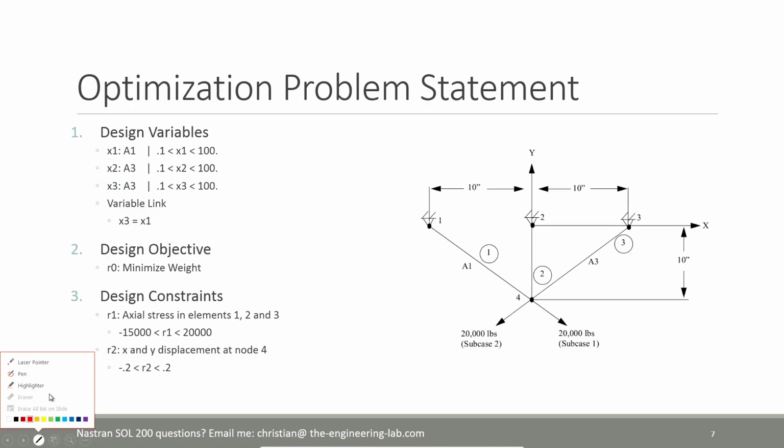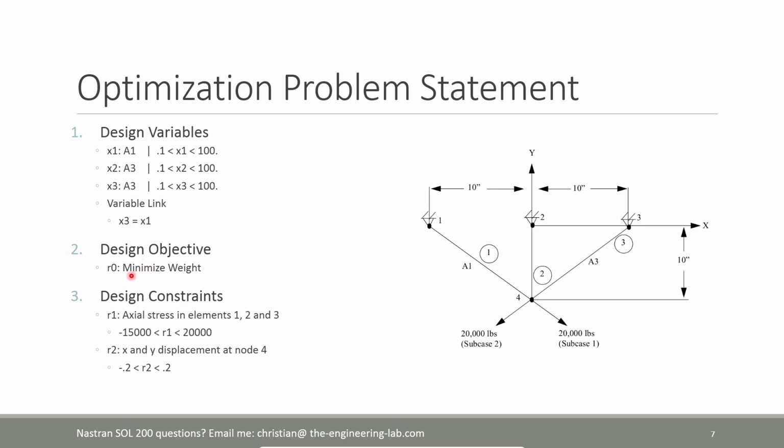We want to do the following. We want to let the cross-sectional areas vary between 0.1 and 100. We also want to make sure that the area of element 3, so that would be this element here, is also the same as the area of element 1. So we are going to impose what's called a variable linking.